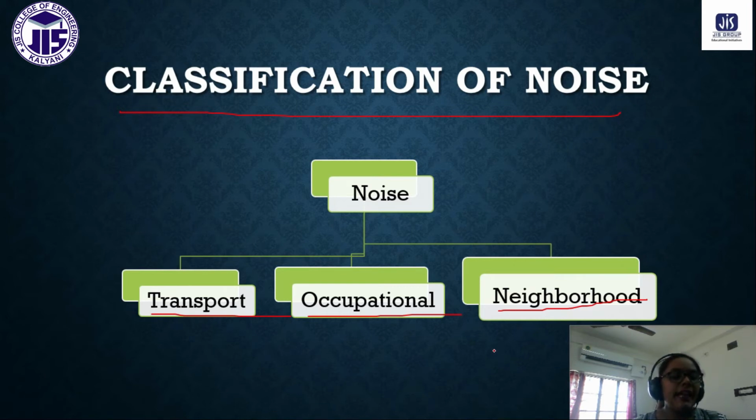Now neighborhood noise. What is neighborhood noise? Suppose I'm sitting here, and beside my room someone is listening to music very loudly. That is neighborhood noise. Whatever noise is created beside me, by which I'm feeling uncomfortable, is called neighborhood noise. So these are the three types of noise that we have.